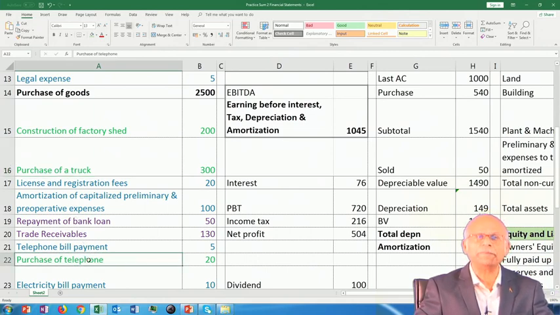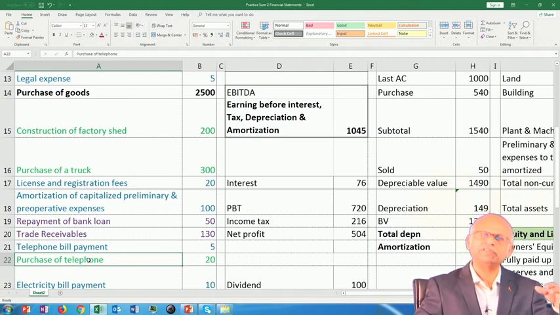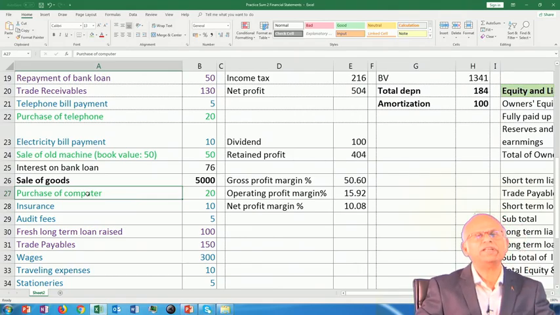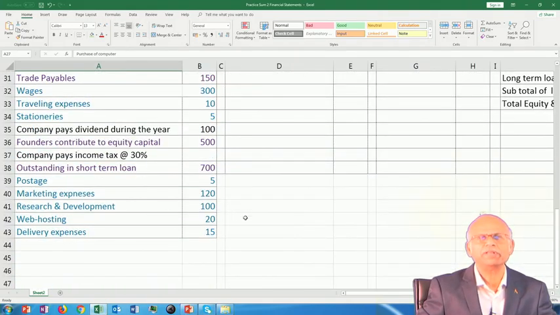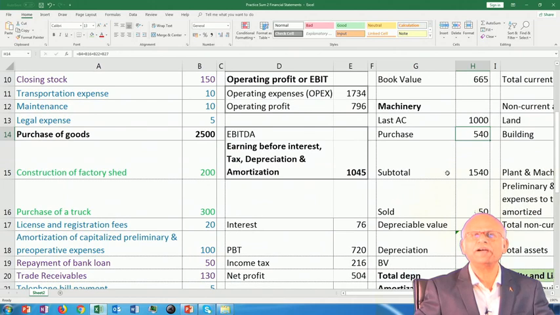Purchase of telephone. Telephone means it is a handset, maybe a cell phone, maybe a landline phone, whatever phone that is, it is a gadget, a machine. So, this is also part of equipment. So, 500 plus 20 is 520. Then you have purchased a computer for 20. So, 520 plus 20 is 540. Now, there is no other asset. So, this is the addition, 540 is the new addition. Add them up and you have a total of 1540.